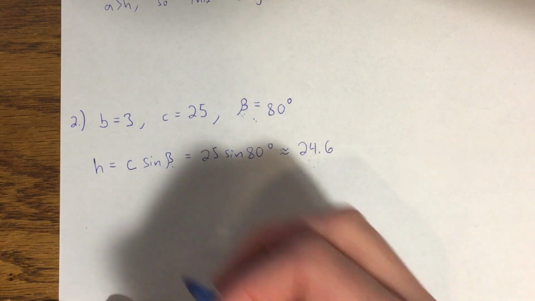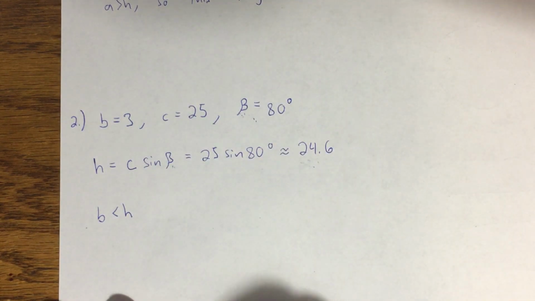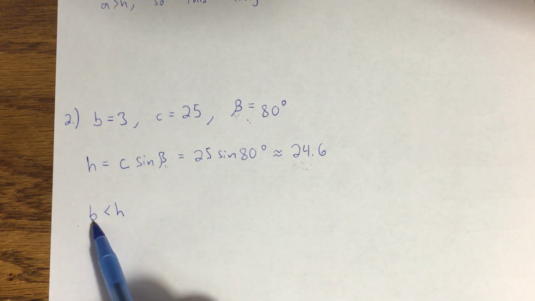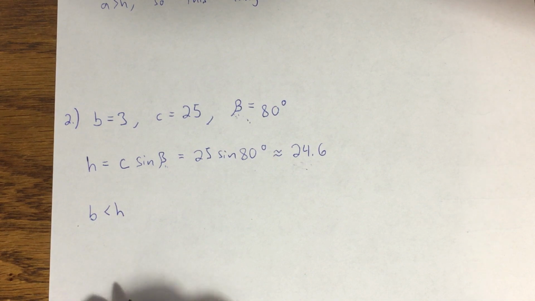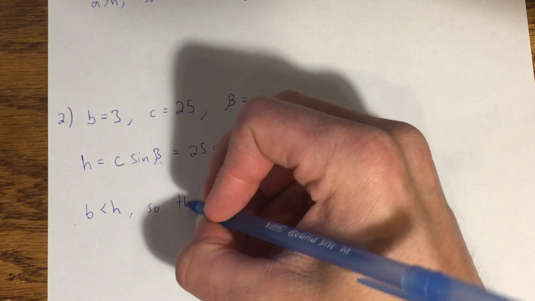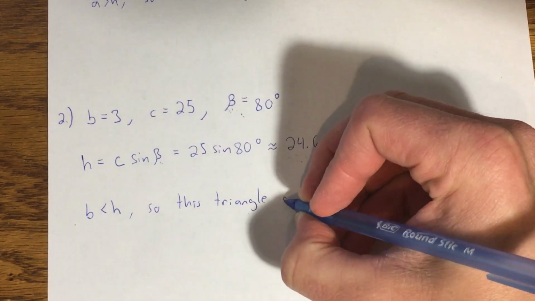This is a lot larger than B. So in this case, B is less than h. But if this triangle was supposed to exist, then B would have to be at least as big as h, which it's not. So this triangle does not exist.